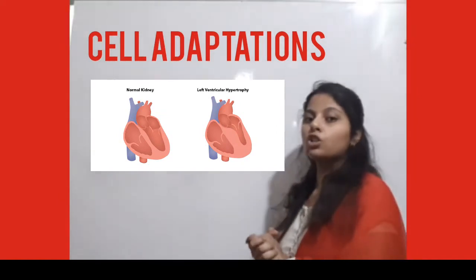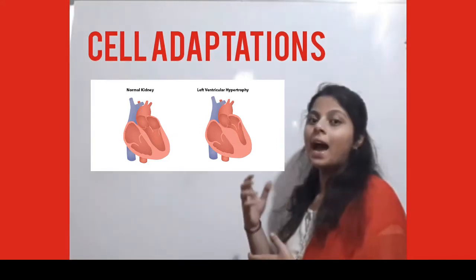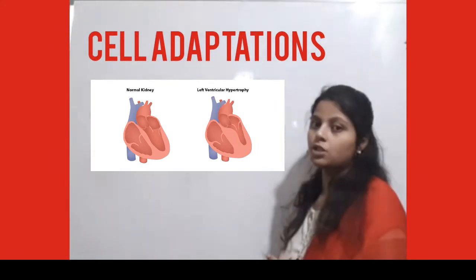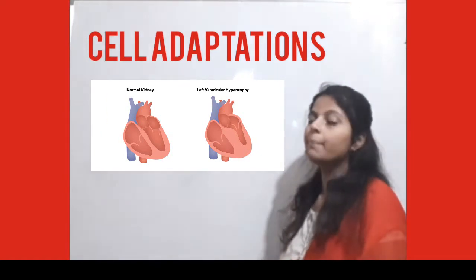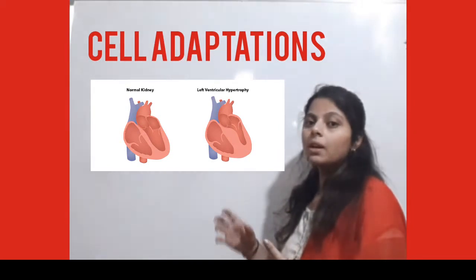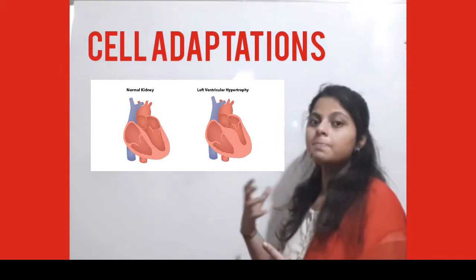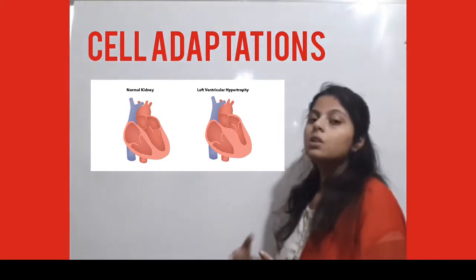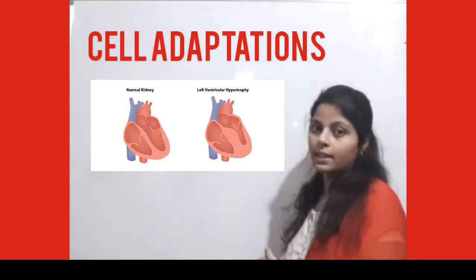Next type is pathological hypertrophy. We say pathological because this hypertrophy happens due to pathological conditions. That means any disease condition that leads to increase in the cell size, tissue size or organ size. An example we can take is hypertrophy due to high blood pressure. When there is high blood pressure, the ventricle part of the heart has more workload. It has to work more. So we say it is ventricular hypertrophy in case of pathological conditions.